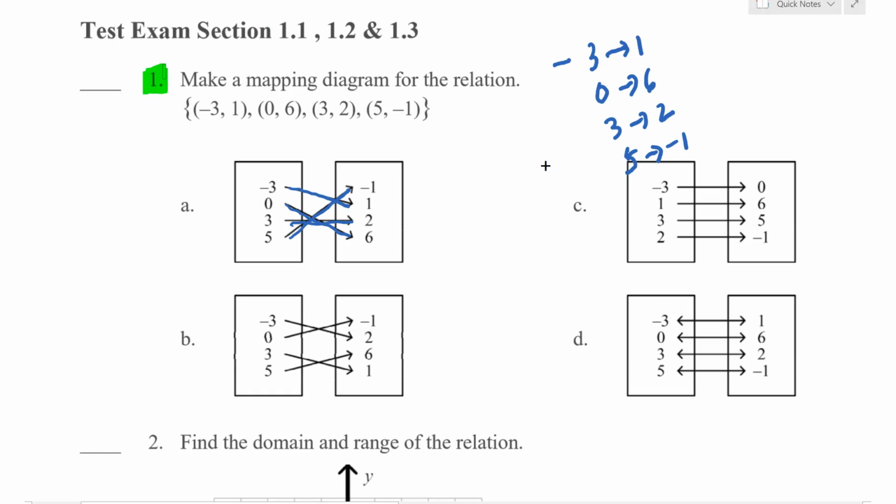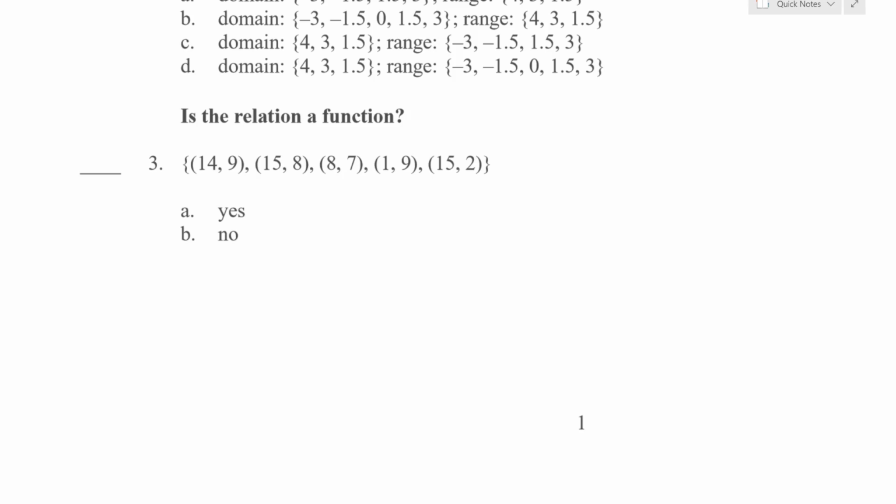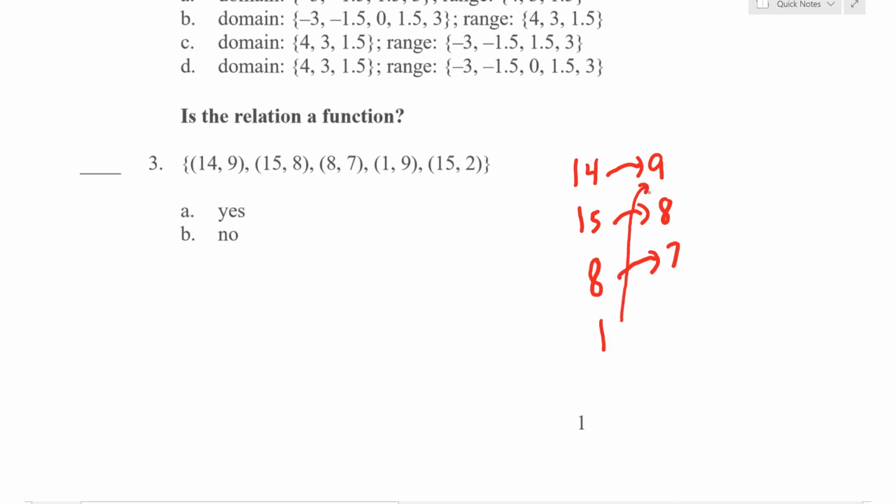So I went ahead and did number 1. Now you will have to do number 2. So I'm going to go ahead and skip to the next one. I'll pause it. Is the relation a function? So I have 14 is to 9, 15 is to 8, 8 is to 7, 1 is to 9, and then 15 is to 2. And you see how it goes to 2 places? That would not be a function. Okay.